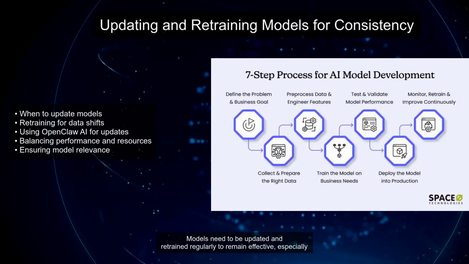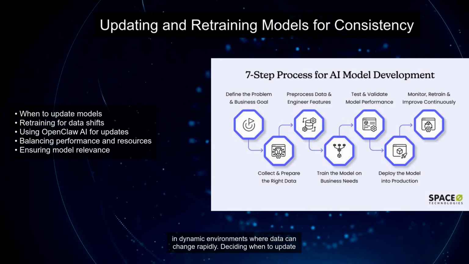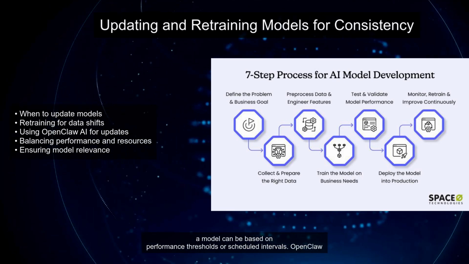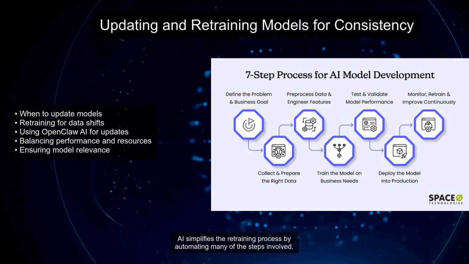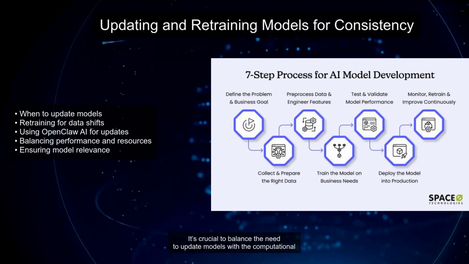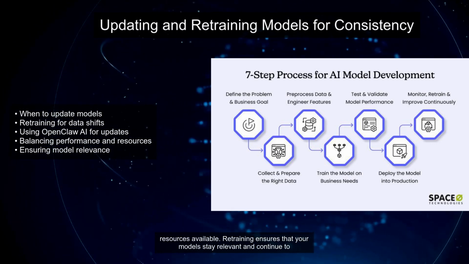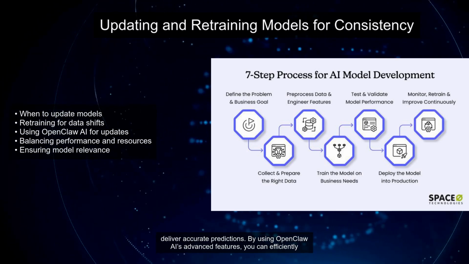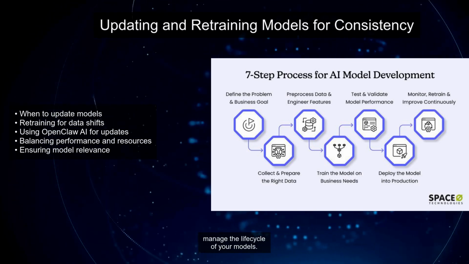Models need to be updated and retrained regularly to remain effective, especially in dynamic environments where data can change rapidly. Deciding when to update a model can be based on performance thresholds or scheduled intervals. OpenClaw AI simplifies the retraining process by automating many of the steps involved. It's crucial to balance the need to update models with the computational resources available. Retraining ensures that your models stay relevant and continue to deliver accurate predictions. By using OpenClaw AI's advanced features, you can efficiently manage the lifecycle of your models.